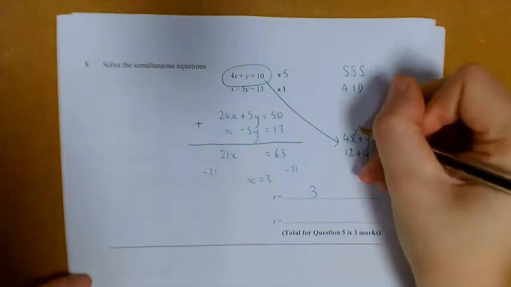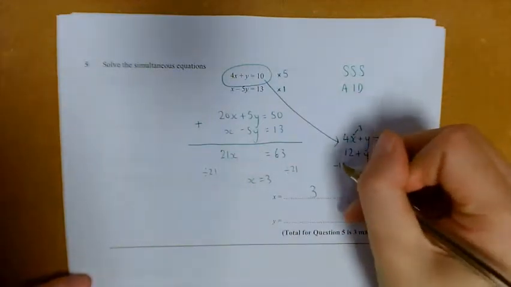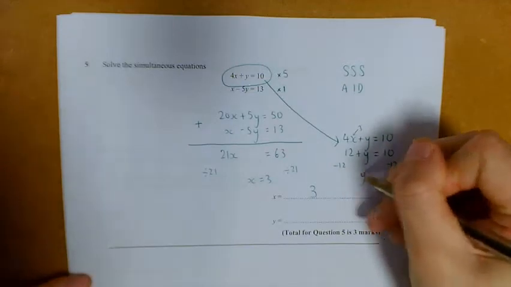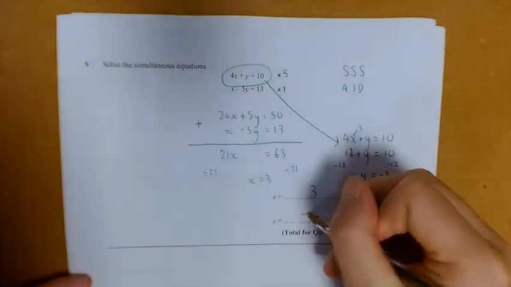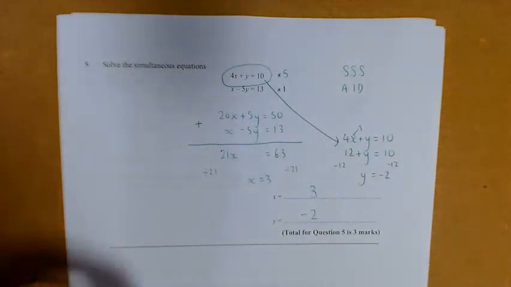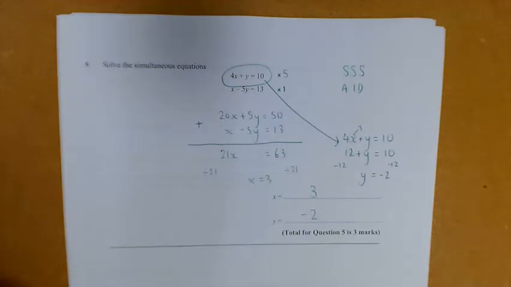Because we know now that this is 3, we worked that out down here. 4 times 3 is 12. I'm going to take 12 away from both sides. So y is minus 2. 12 take away 2 would make 10. That's my y value, and we're done. You can substitute those values back into here, and they make 13, so we know we're correct.